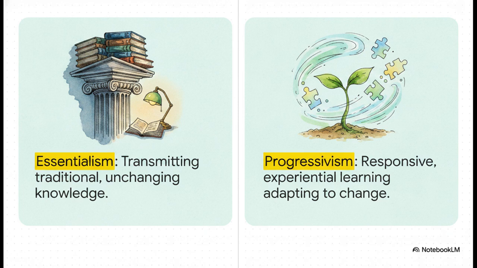On one hand, you have the rigid, traditional mastery of essentialism, transmitting unchanging foundational knowledge. On the other hand, you have the fluid, experience-driven adaptability of progressivism, where the classroom evolves right alongside continuous societal change. It really highlights how radically different an educator's approach to the truth can be.